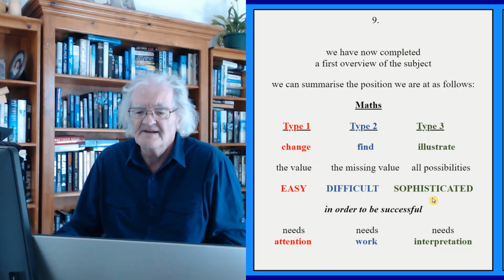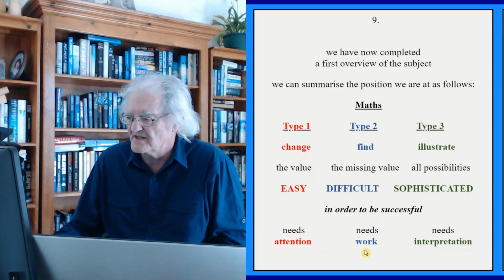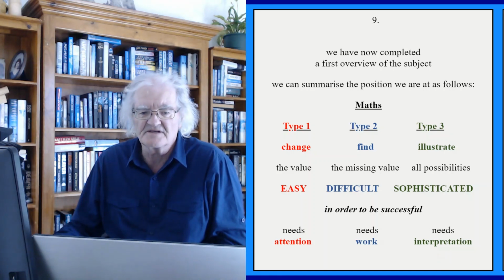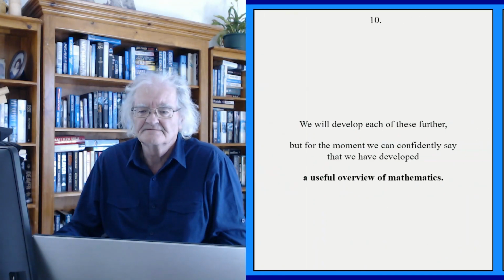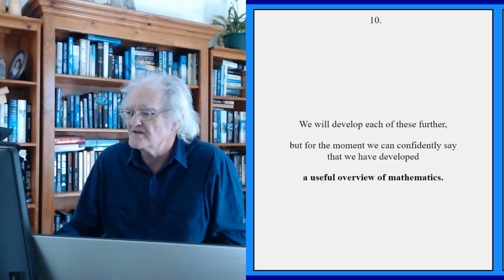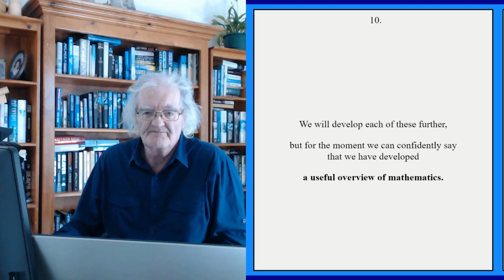Now, in order to be successful on these three types of maths, type 1 needs attention to the detail of what's happening. Type 2 needs work to develop some reusable skills. And type 3 needs the ability to look into the diagram and interpret what it is saying. We'll develop each of these ideas further, but for the moment we can confidently say we have developed a useful overview of mathematics. I hope you're starting to see how it could be useful.